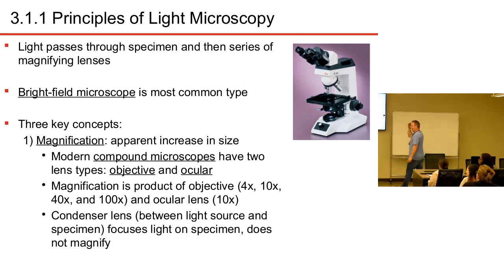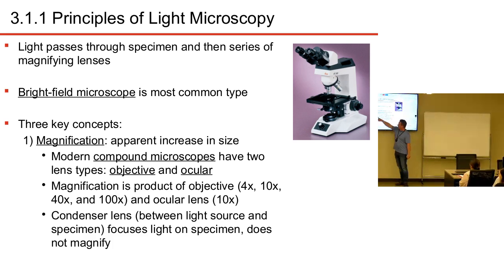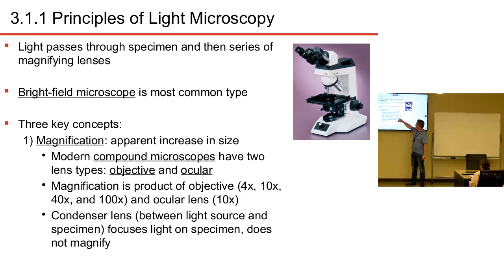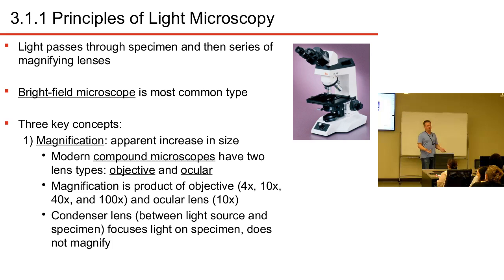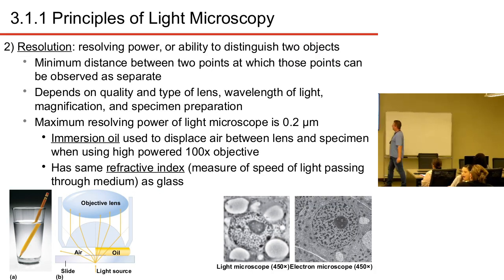So when we talk about bright field microscopes being able to go up to 1000x, that's using the 100x objective multiplied by the 10x ocular, and that becomes the 1000x. That's pretty much where they max out. So, principles of light microscopy, moving on.